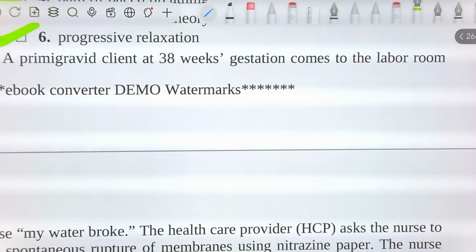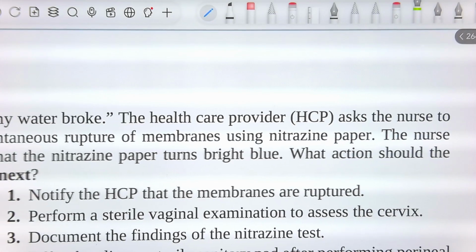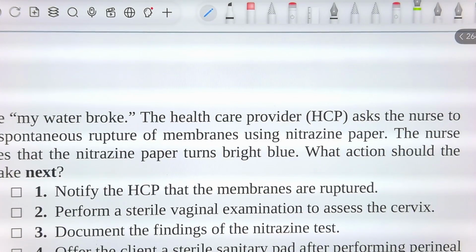Let's read the next question. A primary gravid client at 38 weeks of gestation comes to the labor room because her water broke. The HCP asked the nurse to verify spontaneous rupture of membranes using nitrazine paper. The nurse should observe that the nitrazine paper turns bright blue. Which action should the nurse take next? Read all the options carefully. What can be the right answer? Answer number 1, notify the HCP that the membranes are ruptured. How do we know the membranes have ruptured? Because the nitrazine paper turns blue due to alkaline water.